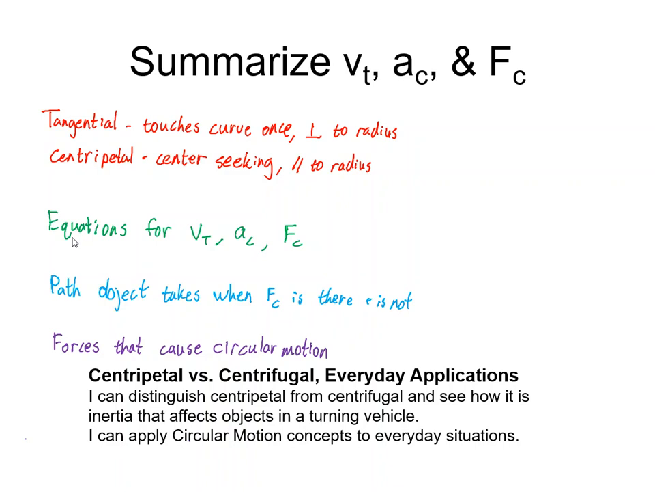Then there's, of course, equations for tangential velocity, centripetal acceleration, and centripetal force. I'll let you go back and check those out yourselves and write them down. And then we also learn about the path the object takes when the centripetal force is there and is not. And that has to do with inertia when it's not there. And actually that's going to come into play a little bit here when we deal with the centripetal versus centrifugal. Ooh, good stuff. Nice segue.